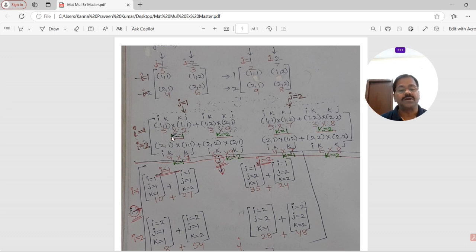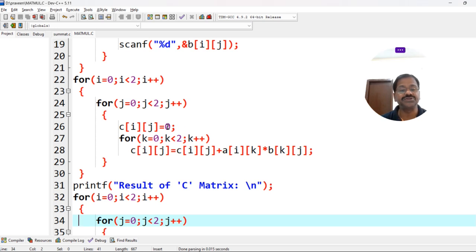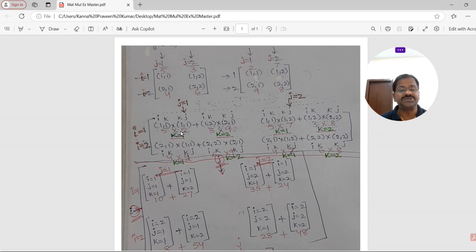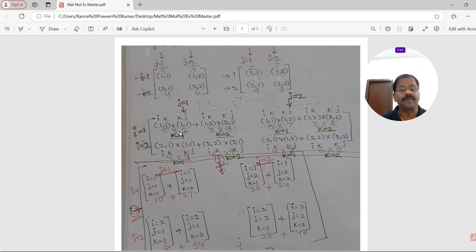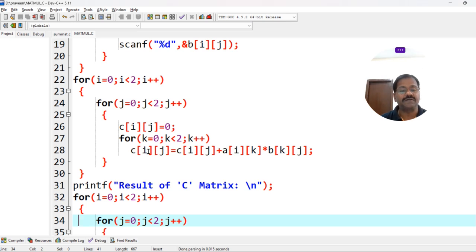After that, 5 into 2, like this we will get the values. 5 into 2 is 10, 3 into 9 is 27. You see here, first this result will be stored in the C matrix. C of ij is 0, so 0 plus this result, that means 0 plus 10. In the next iteration, that result, 10, will be stored in the C of ij.